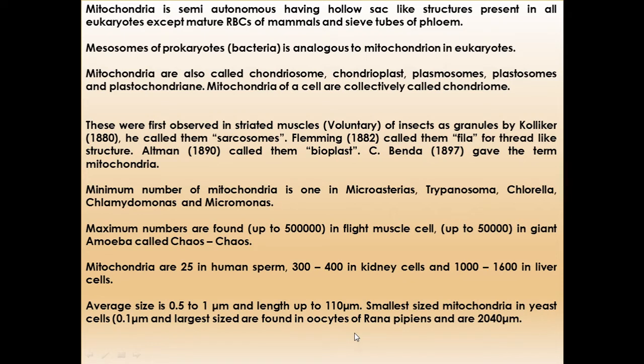The largest sized mitochondria is present in the oocyte of Rana pipiens, and the size is 20 to 40 micrometer. This question has also been asked many times. So the answer is the oocyte of Rana pipiens, a type of frog, a leopard frog. So remember: 0.5 to 1 micrometer is the average size, but the smallest is present in yeast cell and the largest mitochondria is present in the oocyte of Rana pipiens.